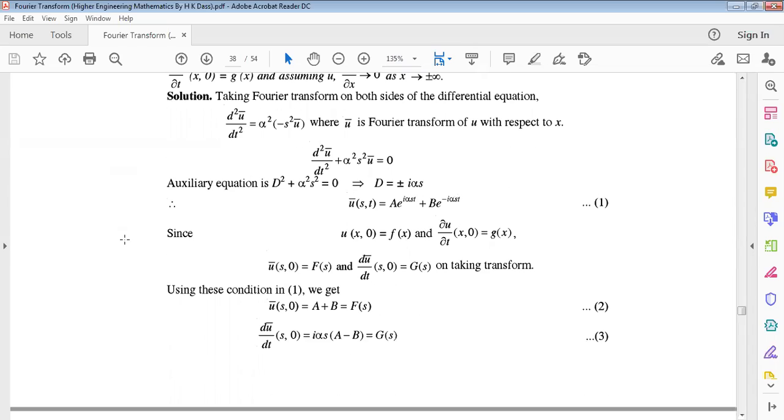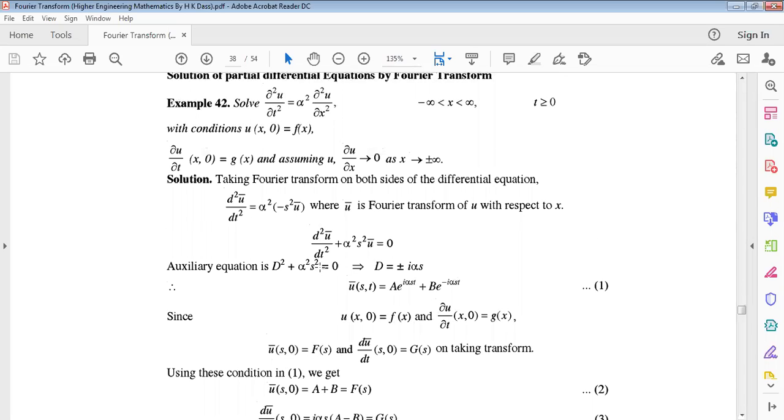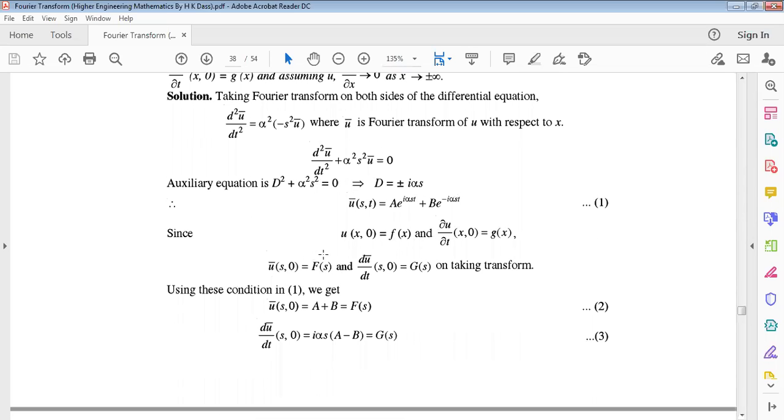Now using the initial conditions, u(x, 0) equals to f of x and del u del t at (x, 0), that means the first derivative, equals to g of x, another function. Now u bar(s, 0), putting t equals to 0, equals to f bar of s. And if you take the first differentiation of u bar with respect to time at 0, it equals to capital G of s on taking transform.